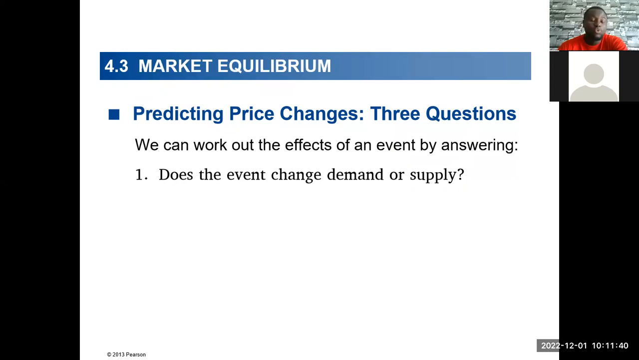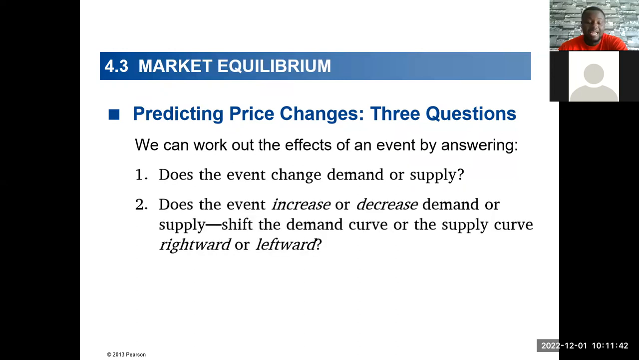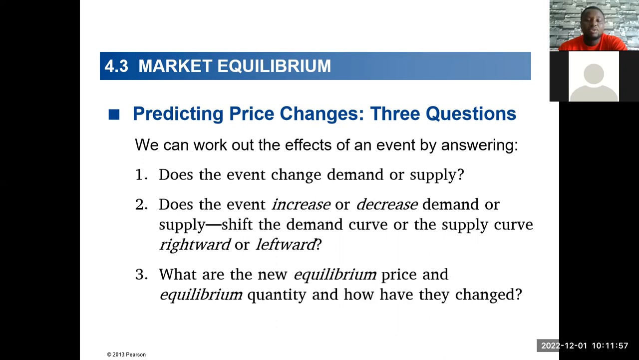And then we also need to know, is it causing the demand or the supply curve to shift to the left or shift to the right? Is it causing an increase in demand, a decrease in demand, or an increase in supply or a decrease in supply? We also need to answer this. And then we look at the equilibrium. What is happening to equilibrium price and equilibrium quantity? How did they change?